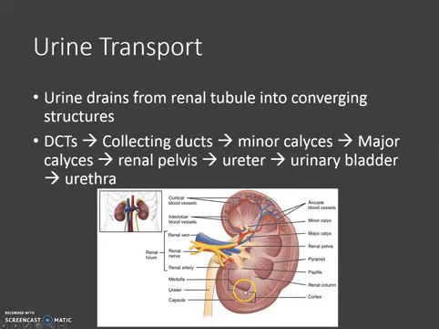And so as the urine is being made, it drains through collecting ducts into the minor calyces, which converge into the major calyces, which converge into this region called the renal pelvis. From the renal pelvis, the urine is transported through the ureter down to the urinary bladder. And then from the urinary bladder, the urine leaves the body through another tube called the urethra.